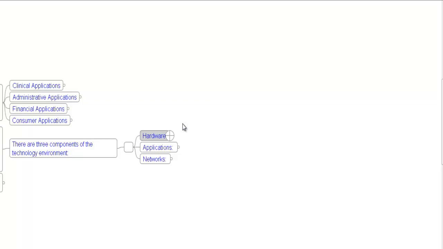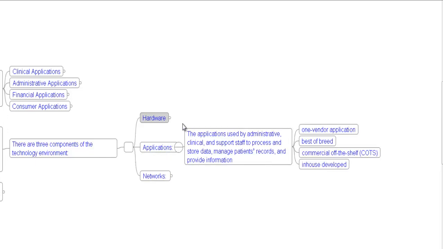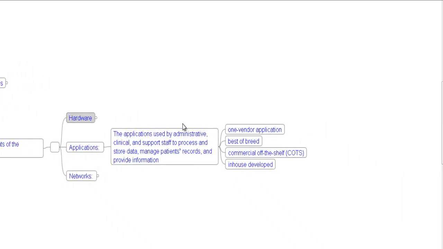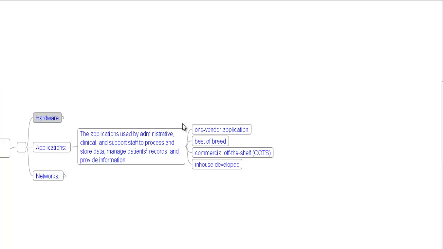Now we'll explore the applications part. Next component, applications. The applications used by administrative, clinical and support staff to process and store data, manage patient record and provide information. Applications can be one vendor application, where everything is provided or developed by one vendor. Best of breed applications, where every department gets what is the best application available in the market and applies it in their department, and commercially off the shelf, and in-house developed.